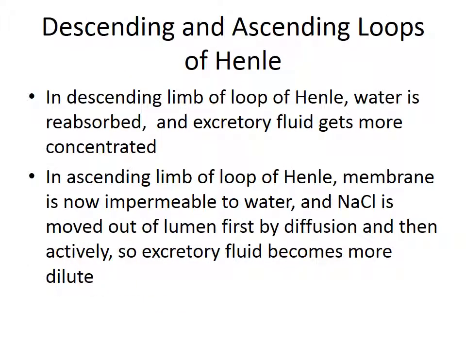In the descending loop of Henle, water is reabsorbed and excretory fluid gets more concentrated, but in the ascending limb of the loop of Henle, the membrane is now impermeable to water. So the only thing that is moved out is sodium chloride, first by diffusion and then by active transport, so the excretory fluid becomes more and more dilute.